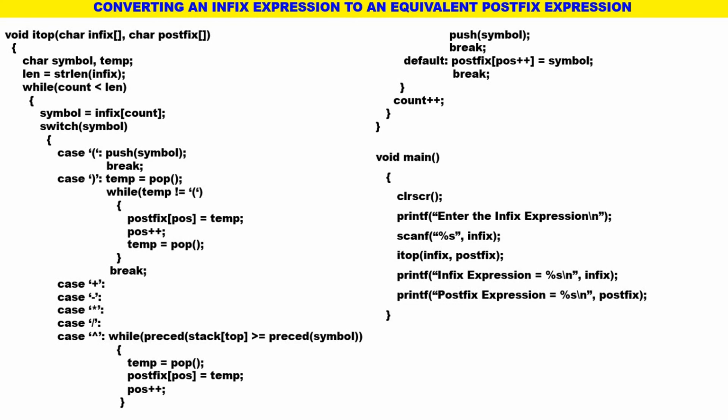I think this total operation of converting an infix expression to an equivalent postfix expression using a stack, the algorithm and the program, are all quite simple. You should remember 4 rules. When you get a left parenthesis, what should happen? Right parenthesis, what should happen? Operator, what should happen? Operand, what should happen? If you remember these 4 rules, I think this operation, function, algorithm, program, all of them are quite easy.